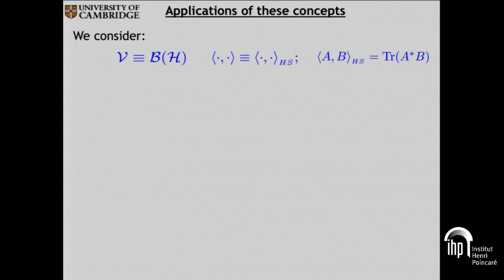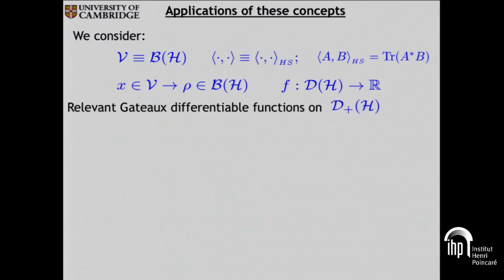Now, how will we apply these concepts to the problem at hand? So we consider the real vector space to be B of H, linear operators on H, and as an inner product, we take the Hilbert-Schmidt inner product. And so for x belonging to V, we now consider states belonging to B of H, in fact, to D of H, the density matrices. And we consider functions from D of H to R.